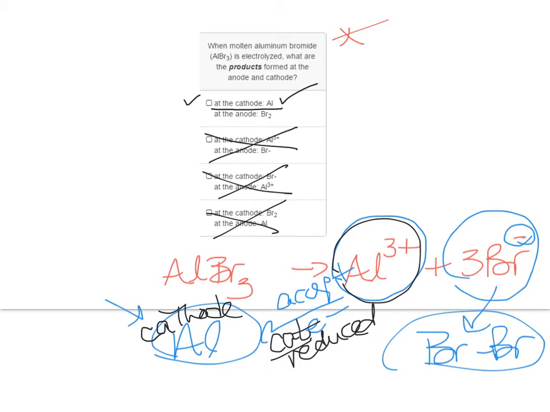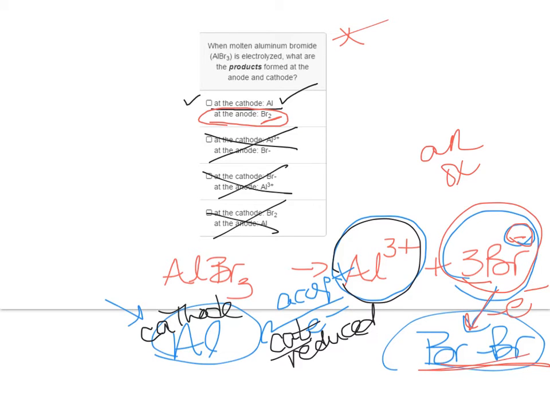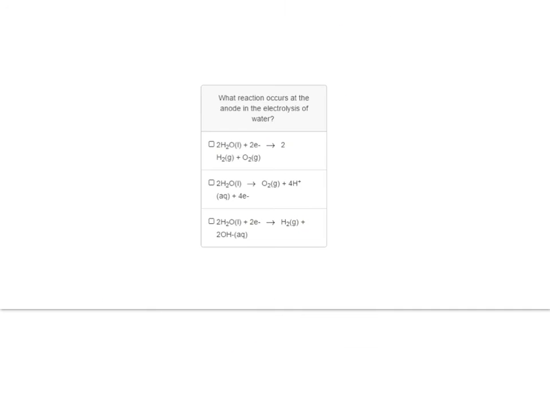Just to double check ourselves that we didn't make a silly mistake, is bromine formed at the anode? Well, at the anode is oxidation, which means losing electrons, and this bromide anion does in fact lose electrons to make the neutral bromine molecule. So yes, this is the correct answer choice.